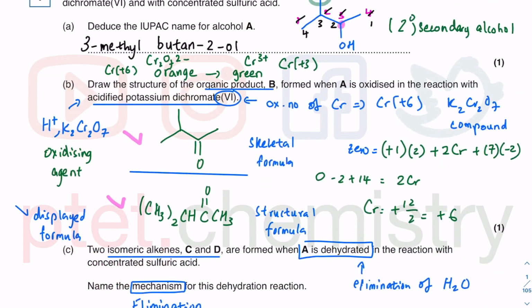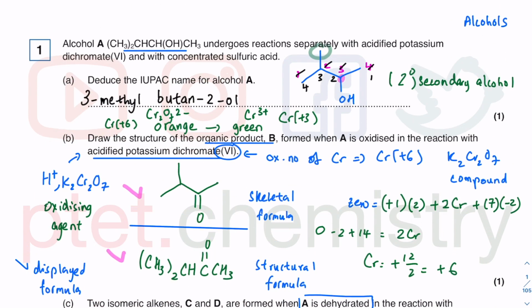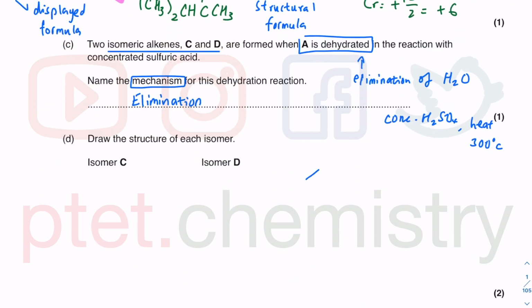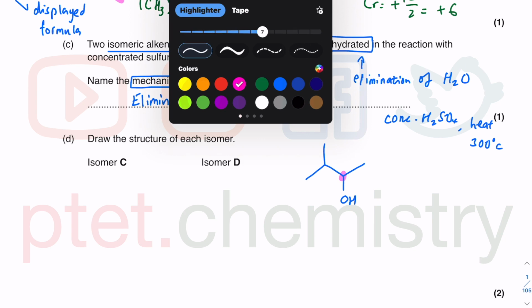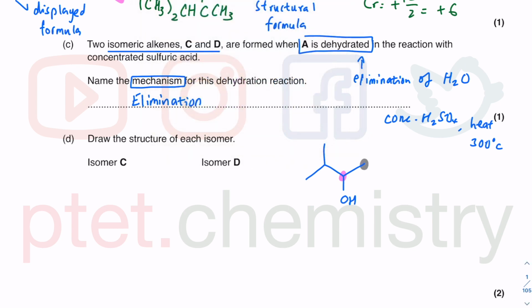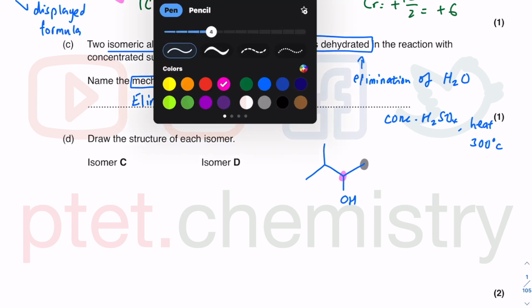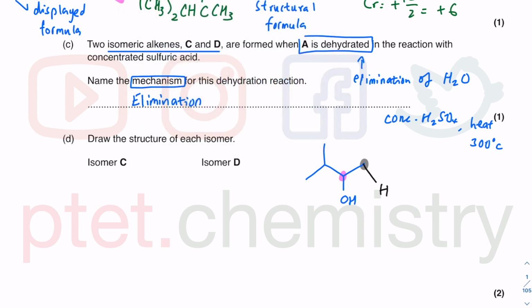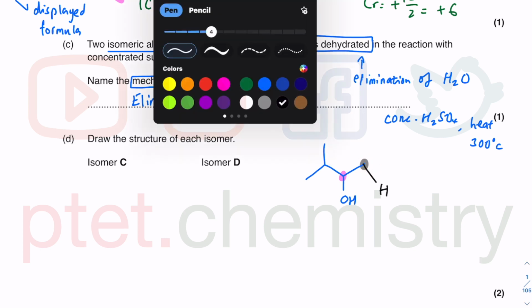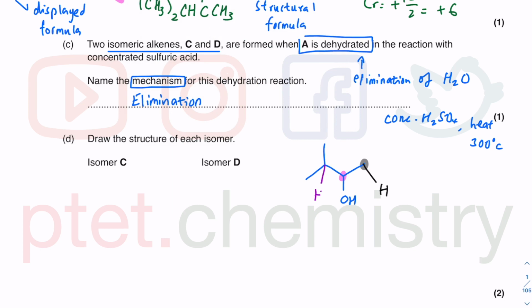So if I draw A again, which was the correct skeletal formula, it was going to be like this, OH and then the methyl group. We are doing elimination, so we need to look at this carbon with the OH, which I'm highlighting in pink. We cannot get the hydrogen from there. We have to get the hydrogen from the adjacent carbon. So I could draw the one in black here. So this is one possibility. This is a CH3. This is a CH. So there are two distinct possibilities here.